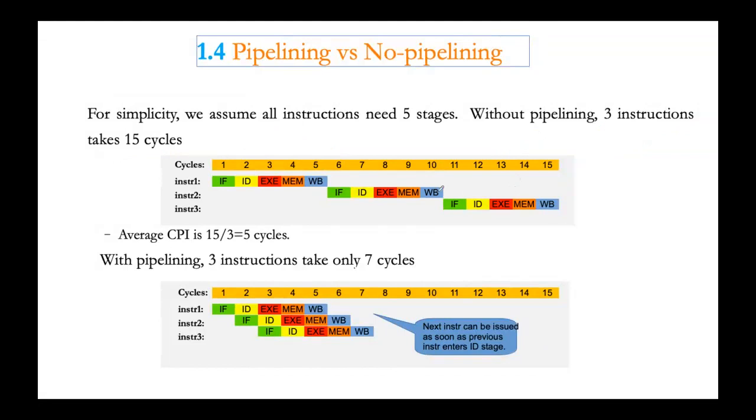But with pipelining, the average performance of the architecture gives that there are 15 cycles. So the CPI, which we have done in the performance evaluation, is cycles per instruction, the total number of cycles, which are 15 for these many instructions. So 15 cycles divided by 3 gives 5 cycles. The average is 5 cycles.